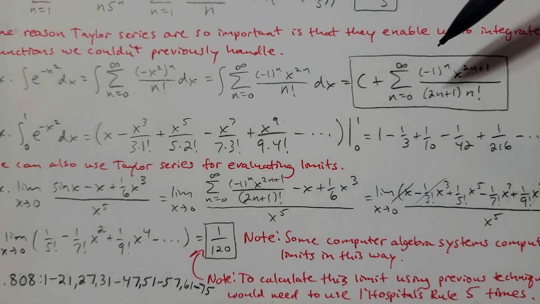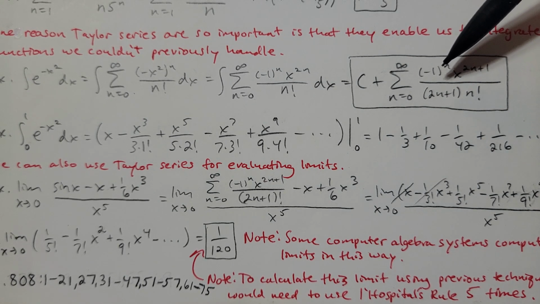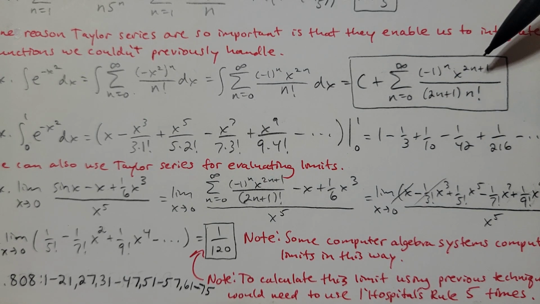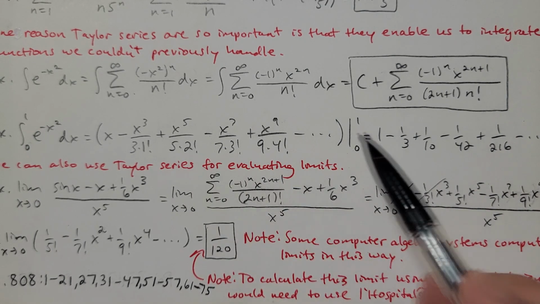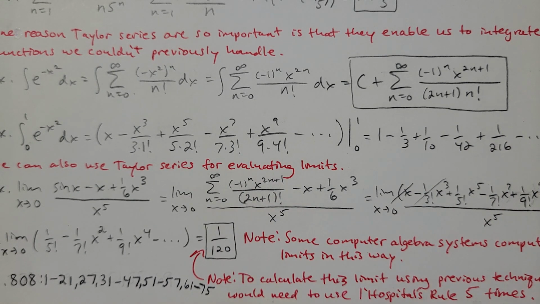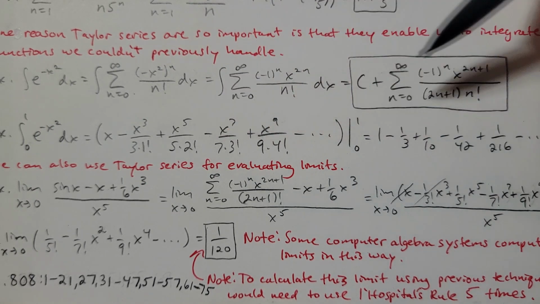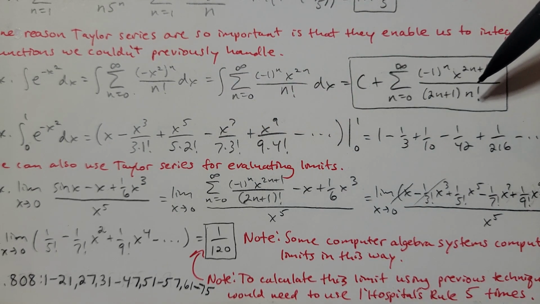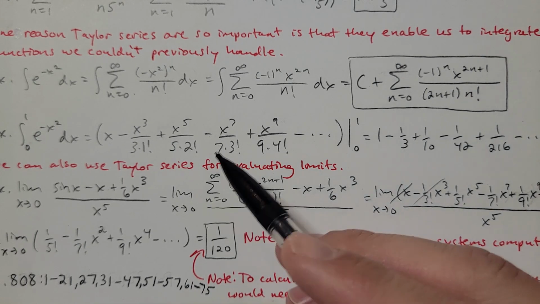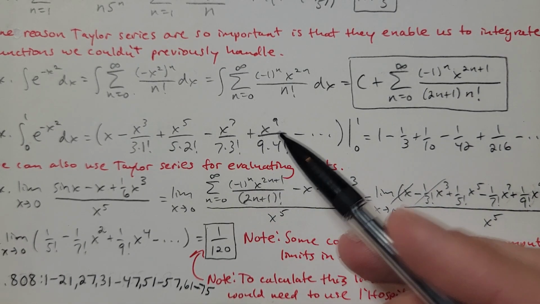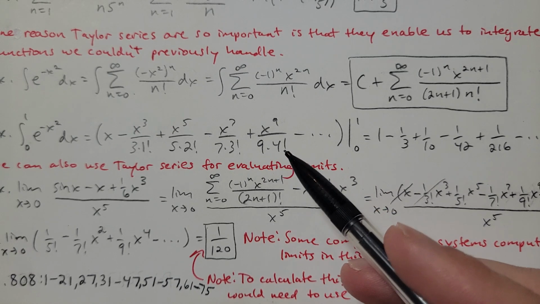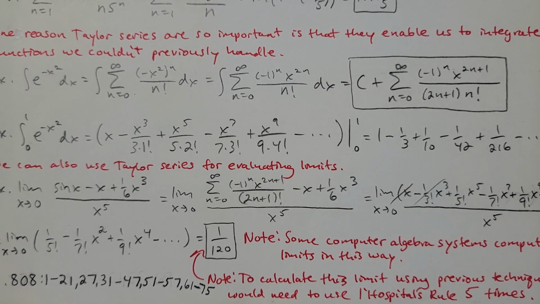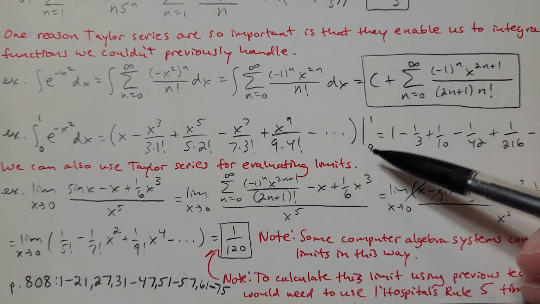And then when n is 2, it's going to be plus x to the 5th divided by 5 times 2 factorial. Okay, and then when n is 3, I'll have minus x to the 7th divided by 7 times 3 factorial. Okay, and then the next term will be plus x to the 9th divided by 9 times 4 factorial, minus etc. Okay, I'm evaluating this from 0 to 1.